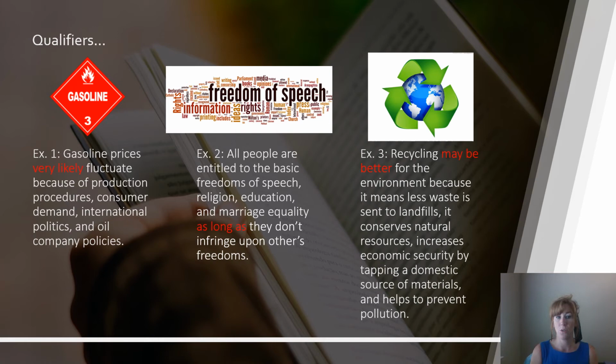So I might change this to gasoline prices very likely fluctuate because of production procedures, consumer demand, international politics, and oil company procedures. You can see in example 2, I put as long as they don't infringe upon other people's freedoms. So I say that people should have basic freedoms, but they shouldn't infringe upon other people's freedoms. So that would disqualify things like hate speech. And then example 3, recycling may be better for the environment because it means less waste, etc. Okay, so adding qualifiers can be a great way to make that thesis more global to everybody and more acceptable for other audiences.